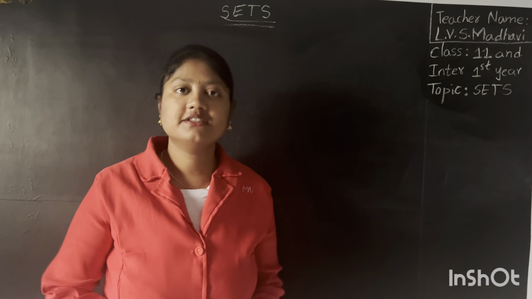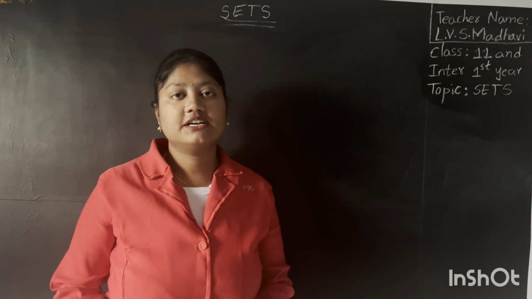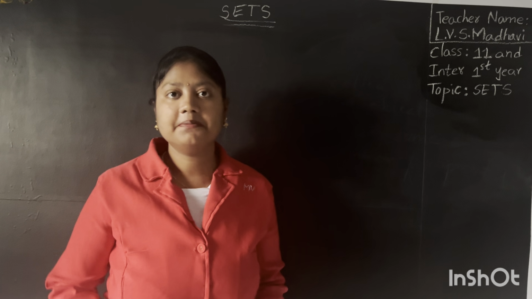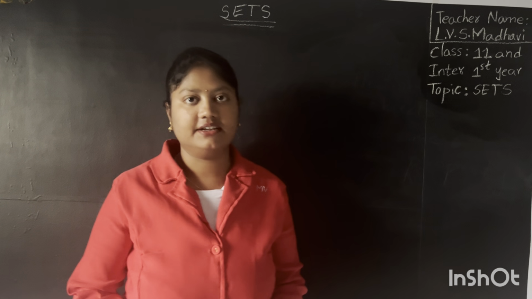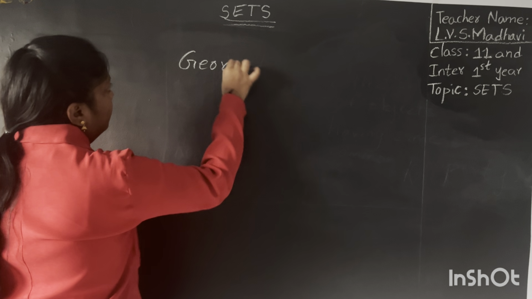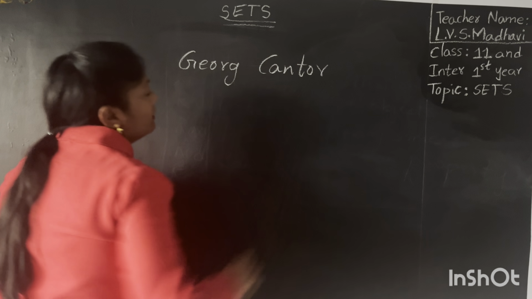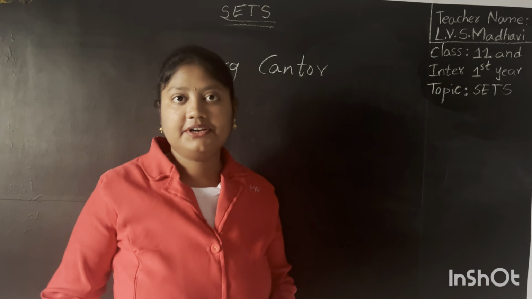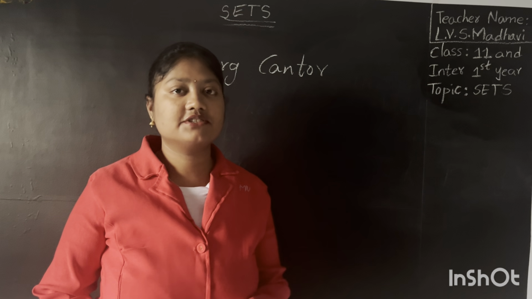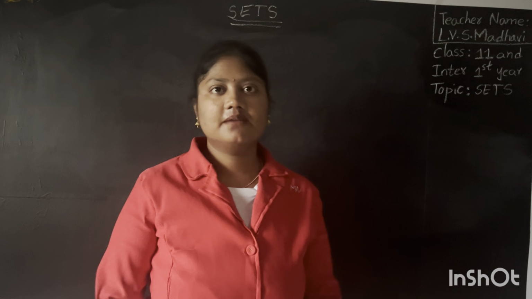Let us know who was the first person to invent these sets. The theory of sets was first developed by a German mathematician called Georg Cantor. Georg Cantor was a German mathematician who developed the theory of sets while he was working on trigonometric series. Now let us see some examples of sets.